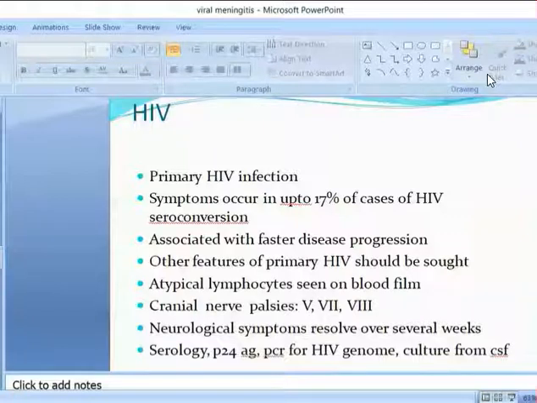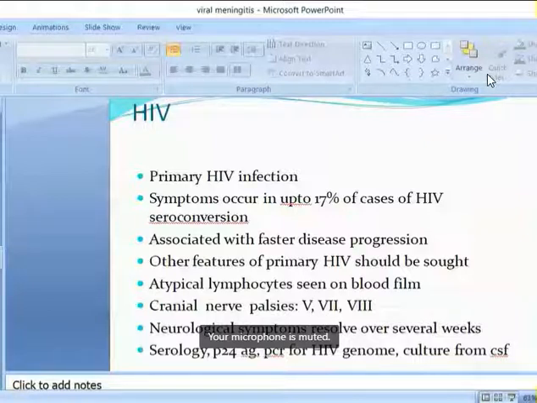In the blood film also, you can see atypical lymphocytes. Usually with HIV meningitis, the cranial nerves are involved. Usually the 5th, 7th, and 8th cranial nerves are involved, and cranial nerve palsy can occur. So again, if someone presents with palsies of these facial nerves, you have to go back and do an HIV serology. Neurological symptoms resolve over several weeks. It takes a very long time.